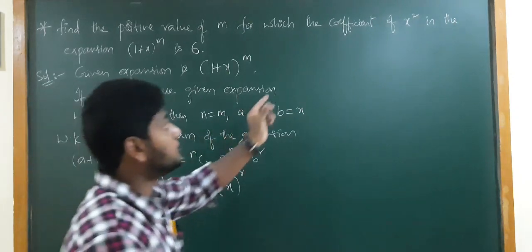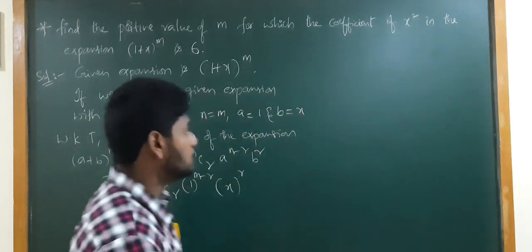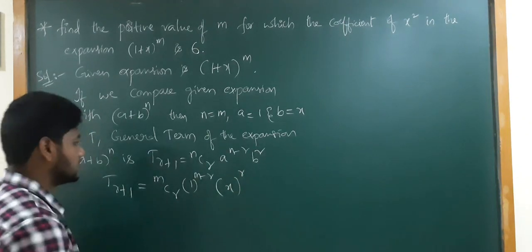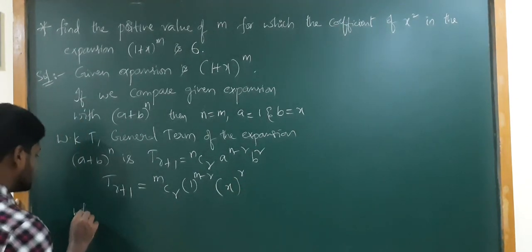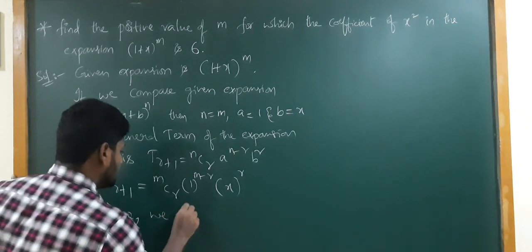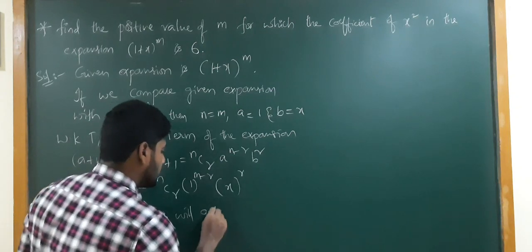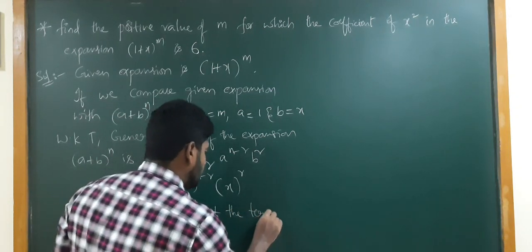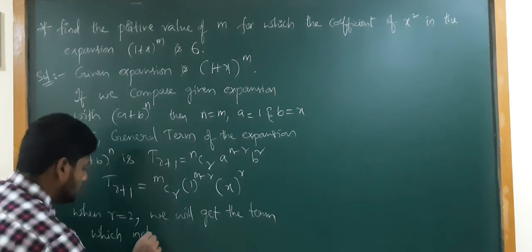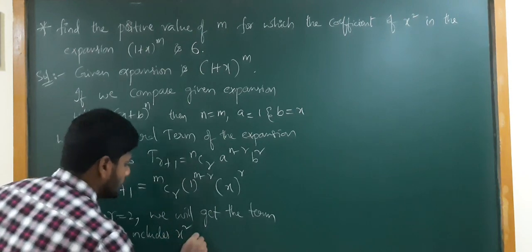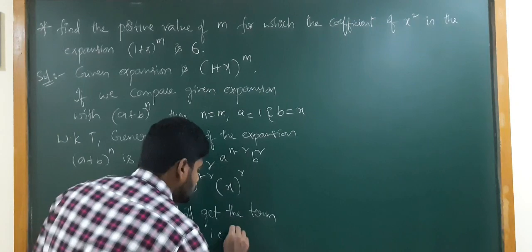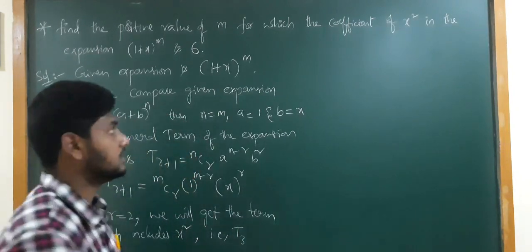Now what they said? We need to find the coefficient of x square. To find the coefficient of x square, first of all r should be equal to 2, then only it will become x square. So when r is equal to 2, we will get the term which includes x square, right? Which term is that? If r is equal to 2, that is T3.